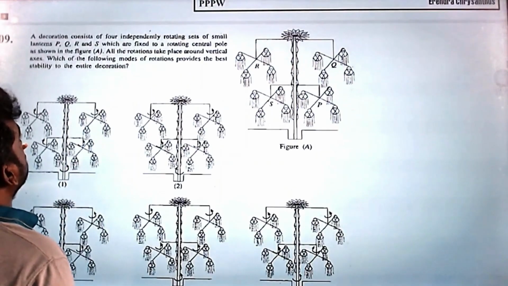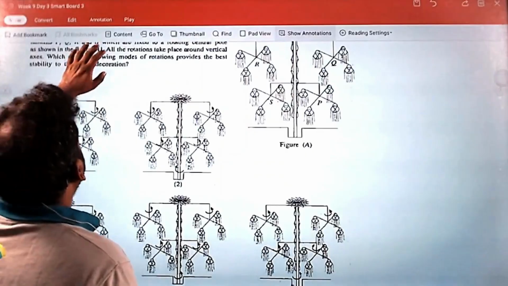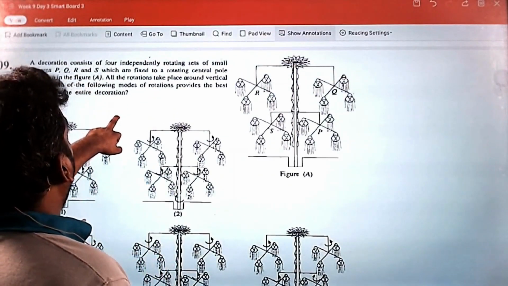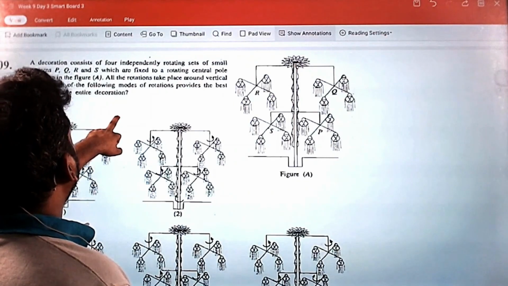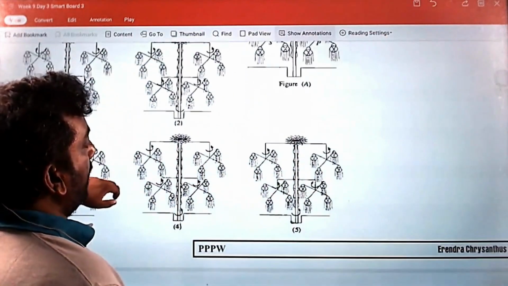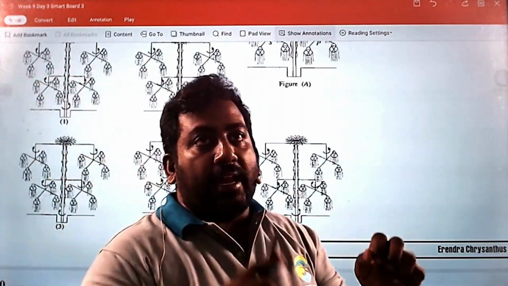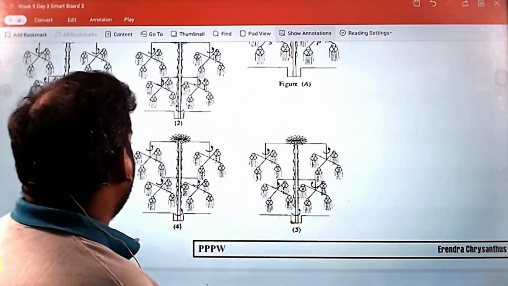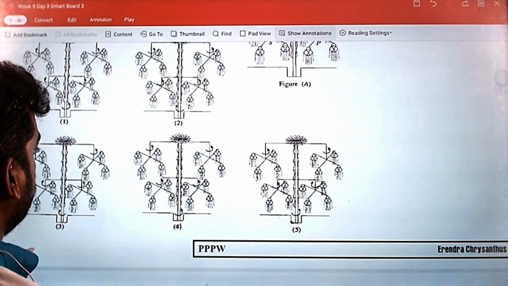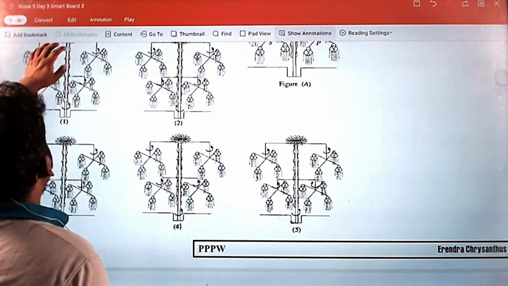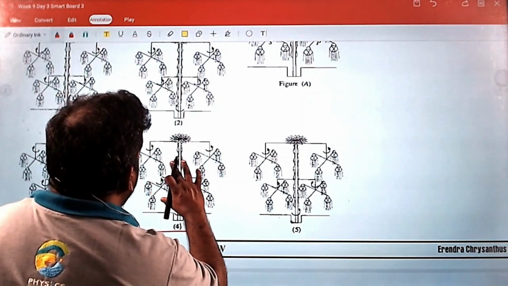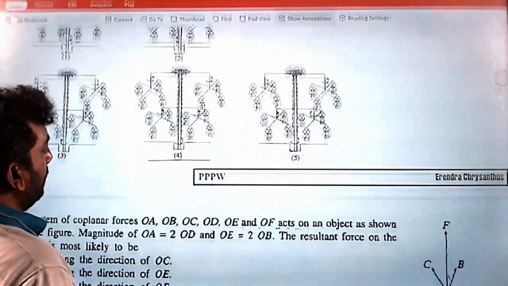A decoration consisting of 4 independent rotating sets of small lanterns P, Q, R. All rotations take place around the vertical axis. Which is more stable? Rotational stability occurs if all the objects are rotating in the same direction, if the angular momentum is large. So if you look at this, everybody rotating in the same direction occurs only in answer number 4. So angular momentum is large here, so rotational stability will take place.